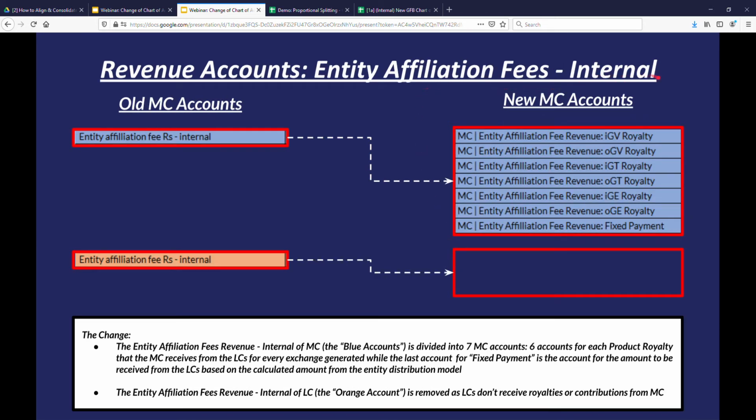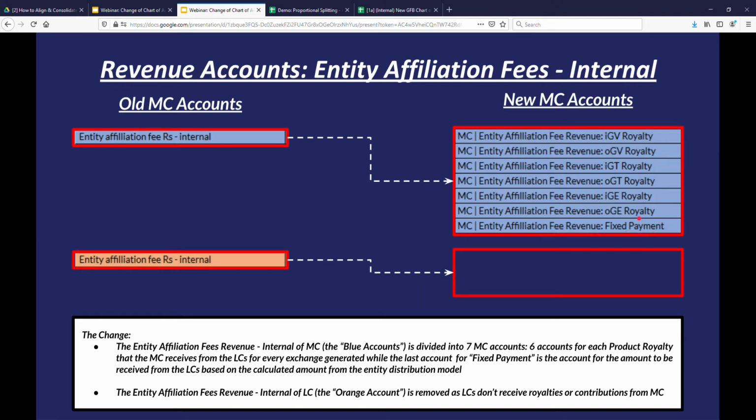Entity affiliation fees internal. In this case, the first part is the MC. We split the MC entity affiliation fees into seven, which are IGV, OGV, IGT, OGT, IGE, OGE, and royalty, meaning the fees that you get from the LC for every product. Meanwhile, there's the fixed payment.